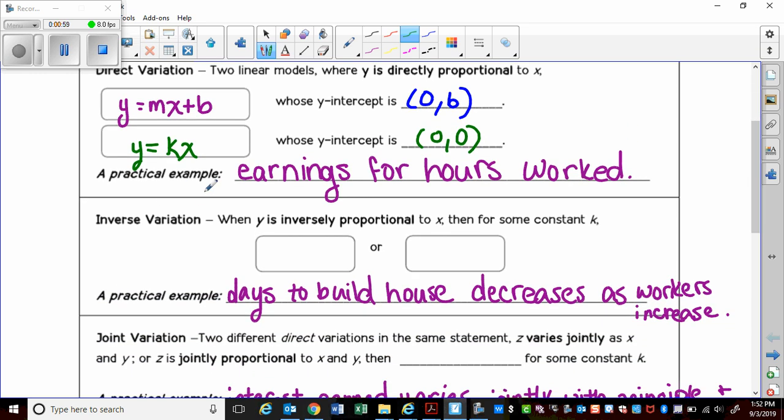A practical example for direct variation would be something like earnings for hours worked. So how much would you earn if you work 5 hours at a constant rate?